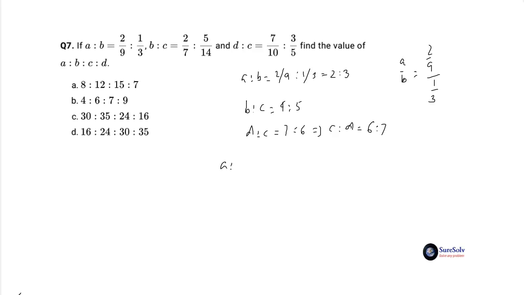So A is to B equal to 2 is to 3, or A is to B equal to 8 is to 12, and B is to C equal to 4 is to 5, or B is to C equal to 12 is to 15. Joining the two, now you get A is to B is to C equal to 8 is to 12 is to 15.